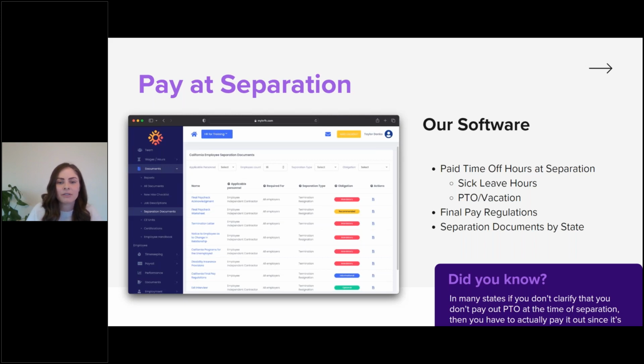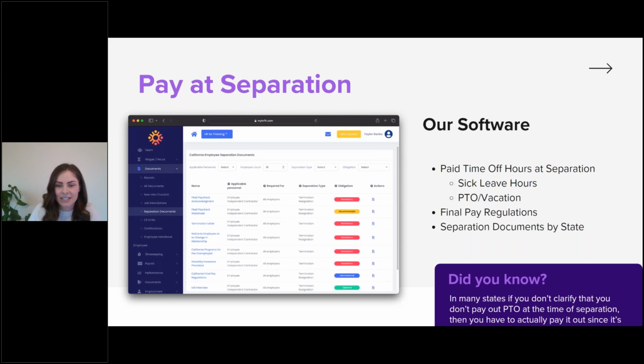It also includes all the final pay regulations based on your state. So if it's a resignation, when do you need to pay the final paycheck? If it's a termination, when do you need to pay it? But most importantly, if you need to pay PTO, vacation, or sick leave at the time of separation.